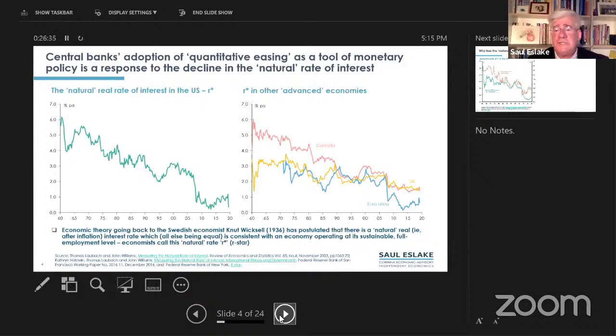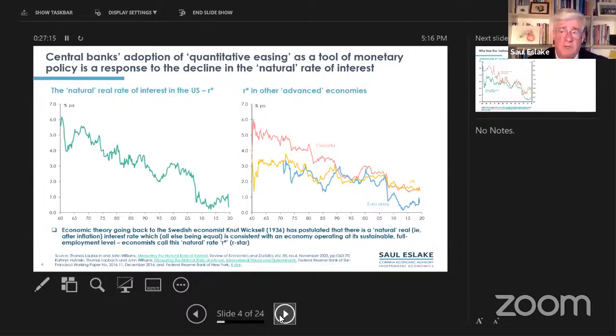Now, as the charts that I'm showing here indicate, economists at central banks and in universities have come to realize that over the last 50 years or so, that natural rate of interest, the one that's consistent with an economy operating at full employment and growing at its potential rate, has been steadily trending down. That's obvious from the left-hand chart, which refers to the United States, but you can also see evidence for that in other advanced economies such as Canada, the UK, and the Euro area.